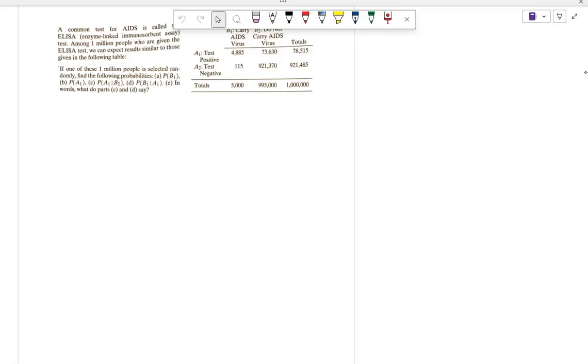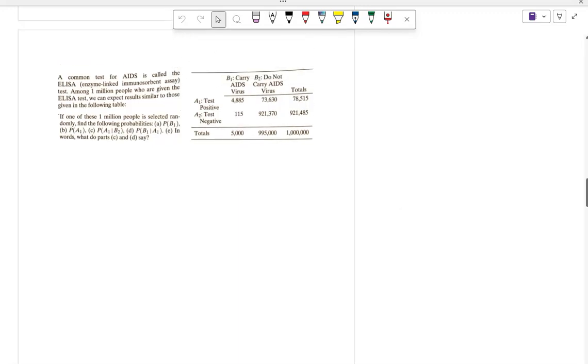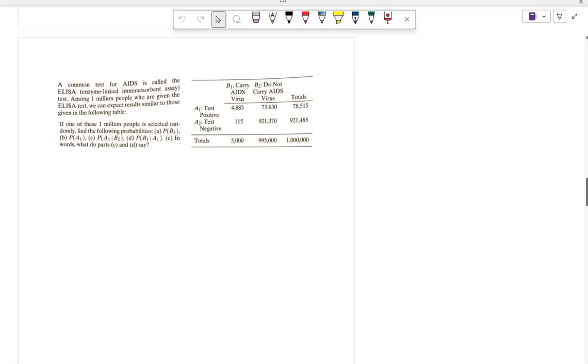All right, so we talk about testing for the AIDS virus in this table. Doesn't really matter what the table's about, but they give you four different events and then different totals of the events, and then an overall total for the different pieces. So the group here, for example, in the upper left-hand corner would be the intersection of A1 and B1, A1 and B1 at the same time. Test positive and has the virus. This one is test positive and doesn't have the virus. So false positive, if you will. Test negative has the virus is here. False negative, and then test negative and doesn't have the virus.